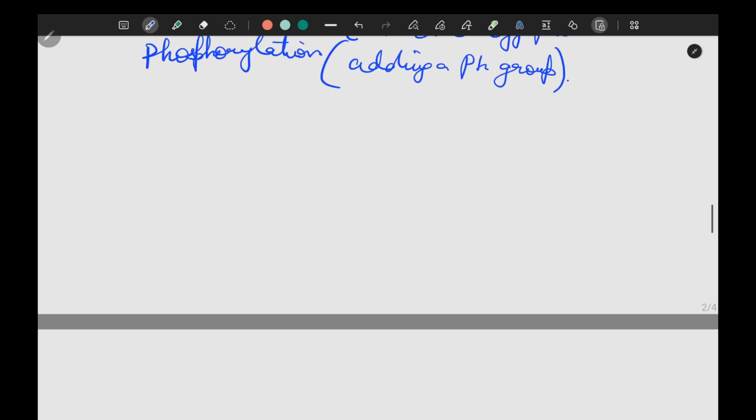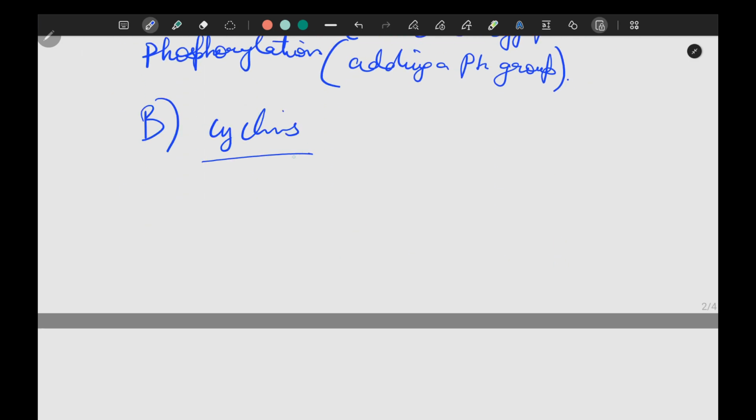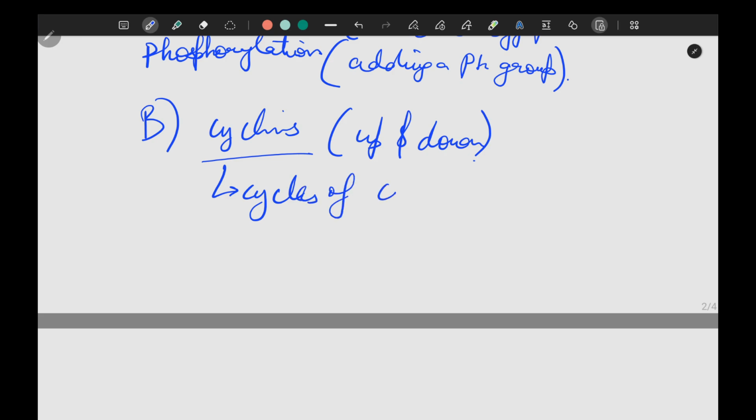The second are cyclins. These are the main molecules whose amounts go up and down during the cycle. So they show cycles of concentration. That's why they are known as cyclins.